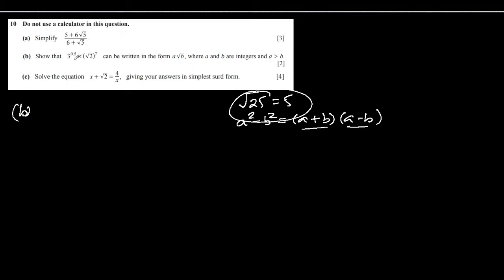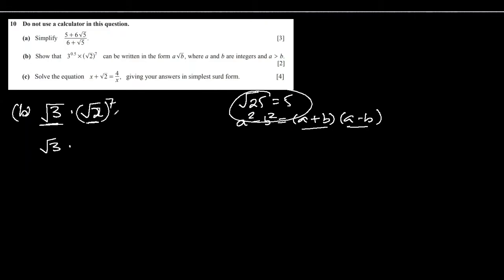Show that 3 to the power 0.5, we can write it as square root 3, to the power half is the same as square root, times square root 2 to the power 7, can be written in this format, a square root b, where a and b are integers and a is greater than b. This hint will help us later, I hope. In such case, we cannot factor 3 further, so let's keep it as it is.